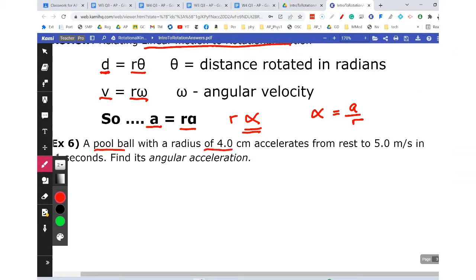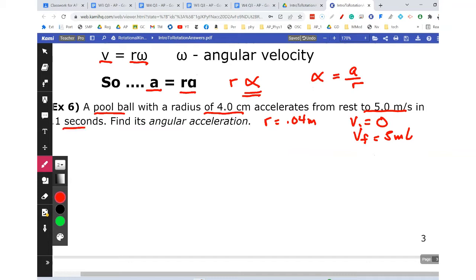Pool ball with a radius, now I think we're going with r equals 0.04 meters. It goes from rest, which is VI equals 0, to VF equals 5 meters per second, in 1 second, that's t. Find the angular acceleration. So they give me all this linear stuff, meters per second, meters. I know that angular acceleration is always linear divided by r. You always get angular by dividing by r.